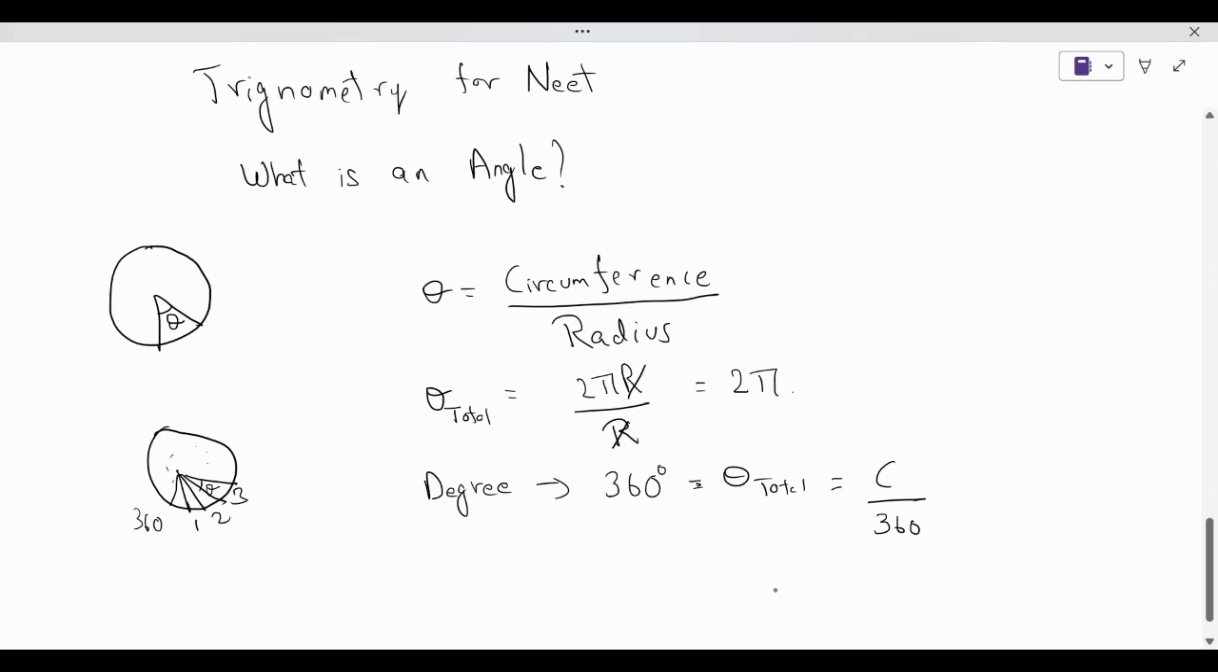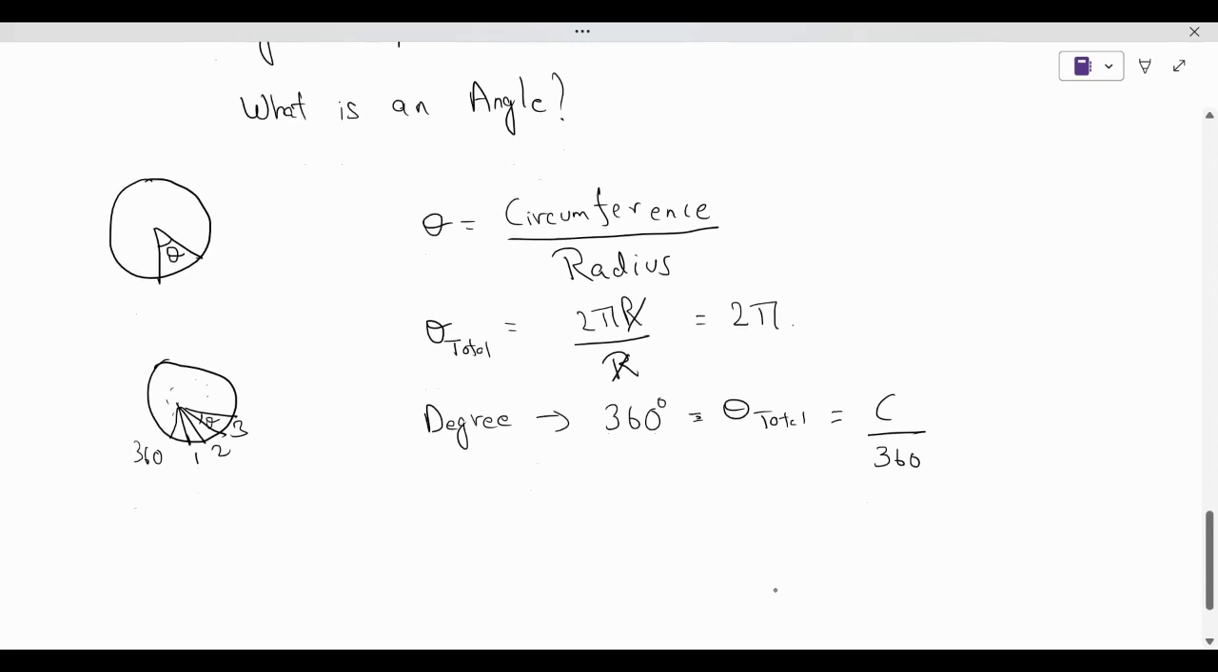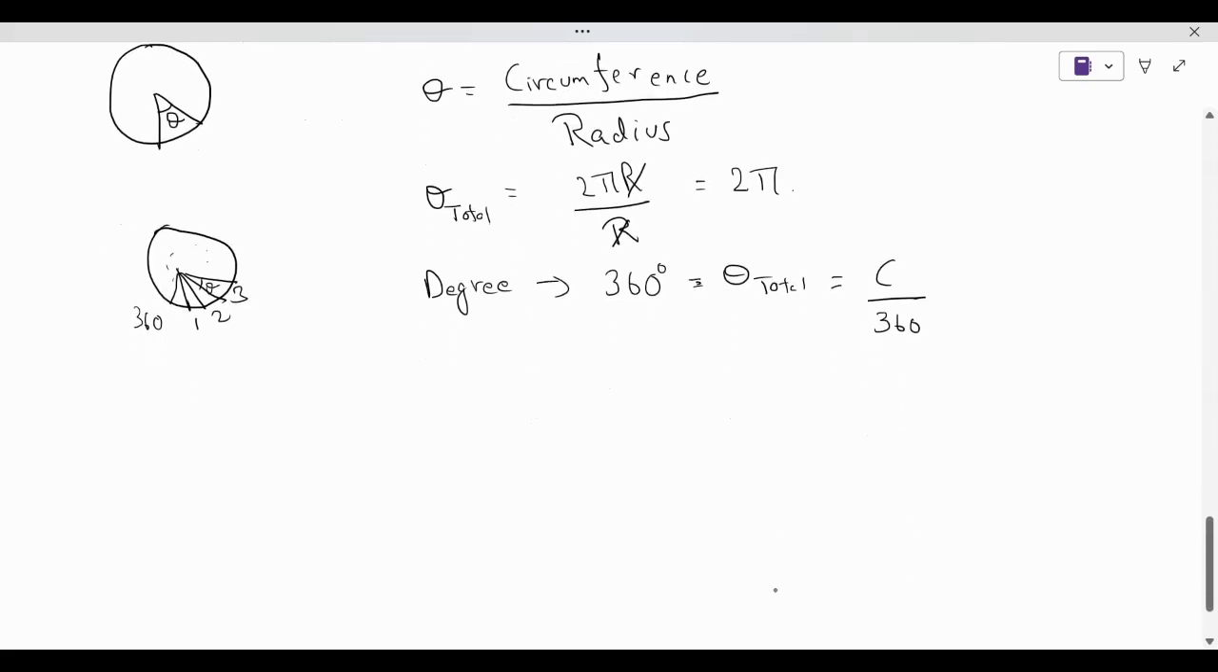Now we'll see what is the unit of measurement. When you measure it using the first method, that is 2 pi, you call it radians. The symbol for radians is a crescent moon or half circle, whatever you want you can say. Next, the total angle of the circle in degrees is this symbol.